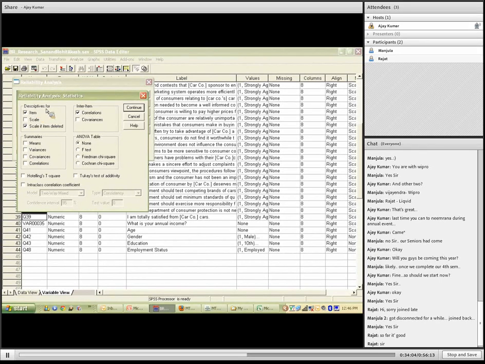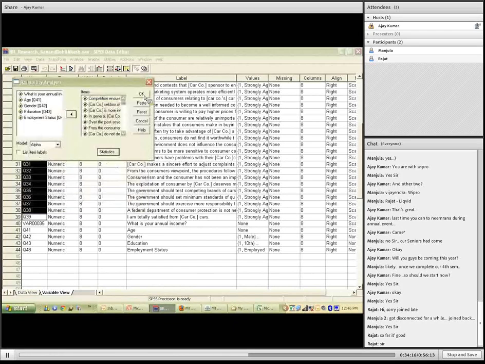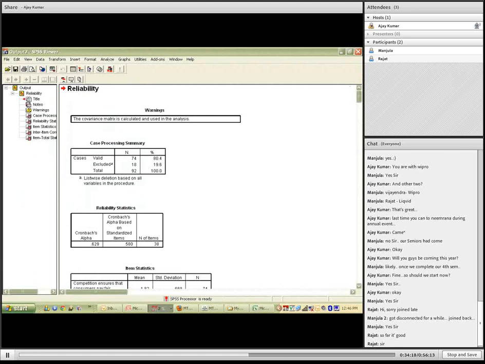Descriptives in research are what we call mean, median, mode, skewness, and kurtosis, which are measures of central tendency. That is what we mean by descriptive. Scale if item deleted, I will tell you what these are. Now I'll click OK, and this is my output sheet of SPSS.